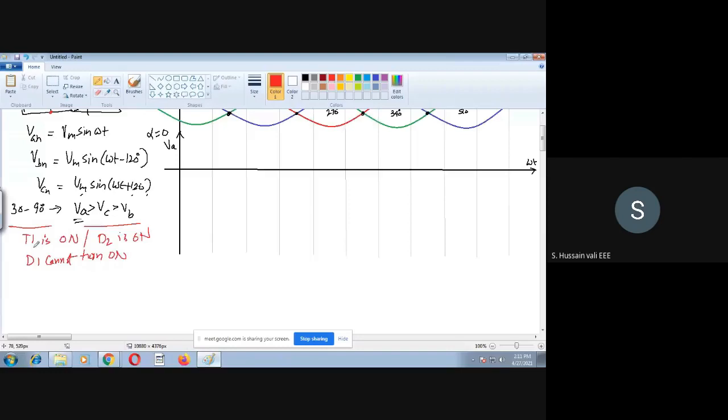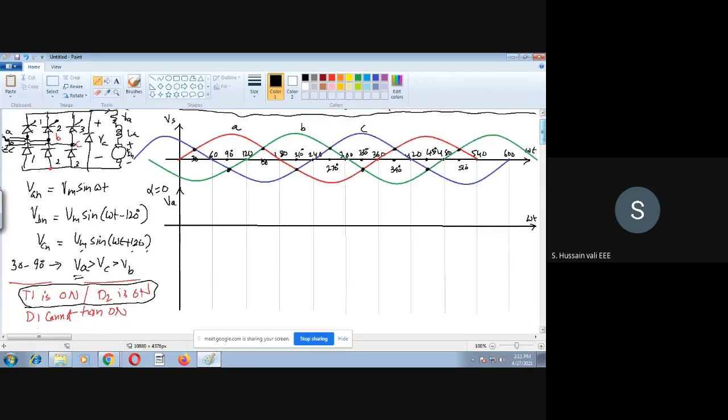So from 30 to 90 degrees, what you will find out is that T1 and D2 are on. Okay, it's very important to understand this logic here. From 30 to 90, T1 is on because VA is higher among all the 3. So T1 is on.